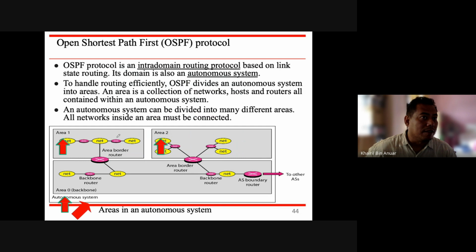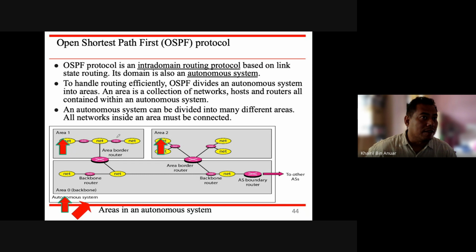Okay, and then the next idea is that for intra-domain, rather than RIP, you can use the Open Shortest Path First protocol.